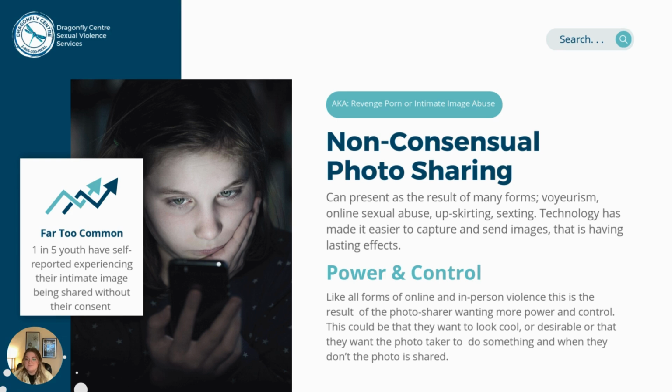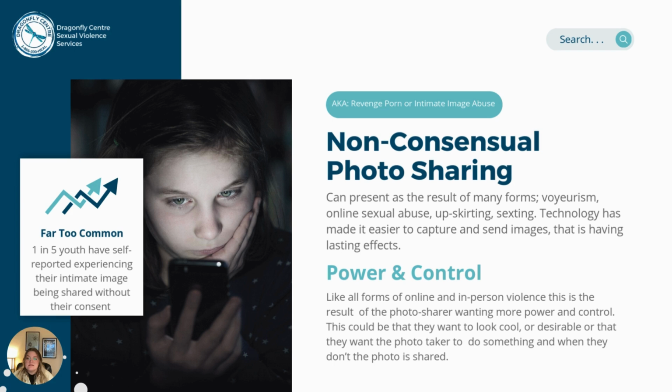or as a punishment. This issue has become incredibly widespread, with nearly 1 in 5 youth having self-reported experiencing their intimate image being shared without their consent. The emotional and psychological impacts of this type of violation can be profound, including feelings of betrayal, embarrassment, and fear of further harm. It's important to recognize that non-consensual image sharing can have devastating consequences for victims, including cyberbullying, in-person bullying, harassment, depression, anxiety, and withdrawal from social situations.